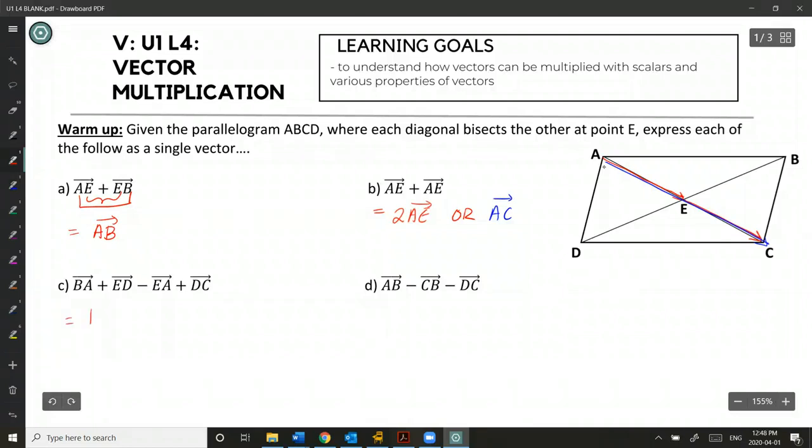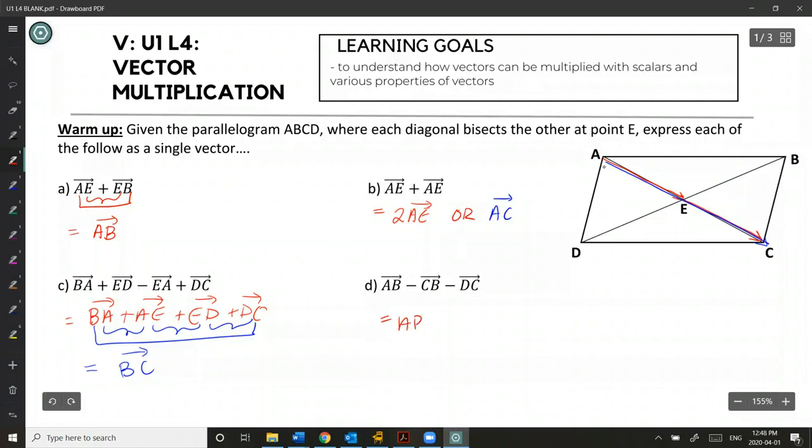For part C, I'm just going to start by rearranging some of these vectors and switching the negative vectors into their positive versions. And we can see here that this actually matches up nicely. So each of the tips and tails are all the same letters here. So we can express this as BC. Okay, same thing over here. Let's switch those negative vectors to positive vectors. And we can see that these are also matching up nicely. So the vector here would be AD.